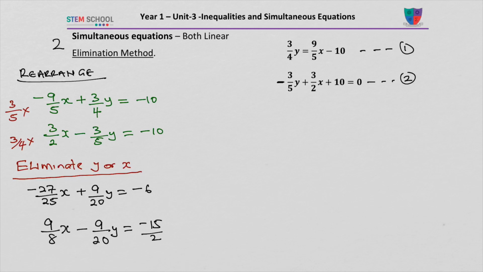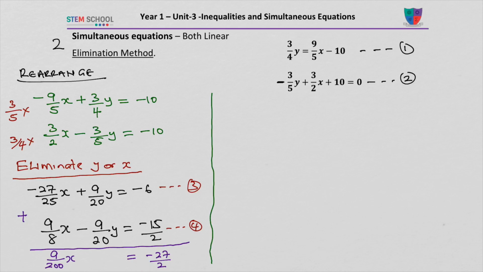Now I can label this equation as equation 3, and that one as equation 4. Then I need to draw a line here, and in order to eliminate, I need to add. The reason why I'm adding is because plus 9 over 20y plus minus 9 over 20y will be 0. Now minus 27 over 5x plus 9 over 8x will give me 9 over 200x. Plus 9 over 20y plus minus 9 over 20y will be 0. Minus 6 plus minus 15 over 2 is minus 27 over 2.